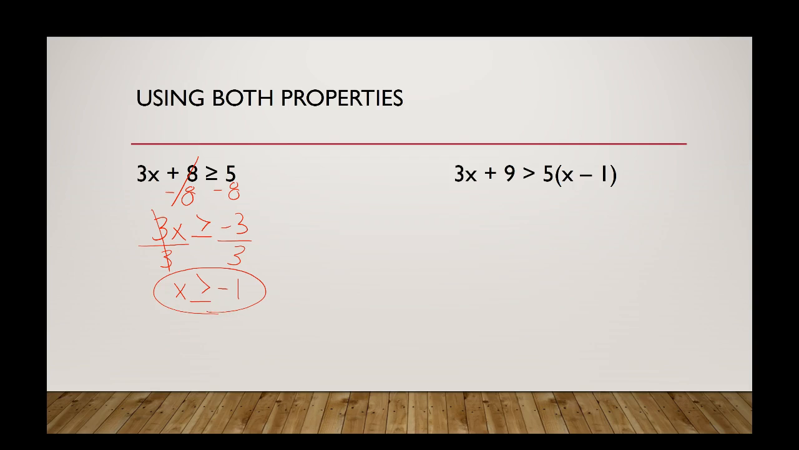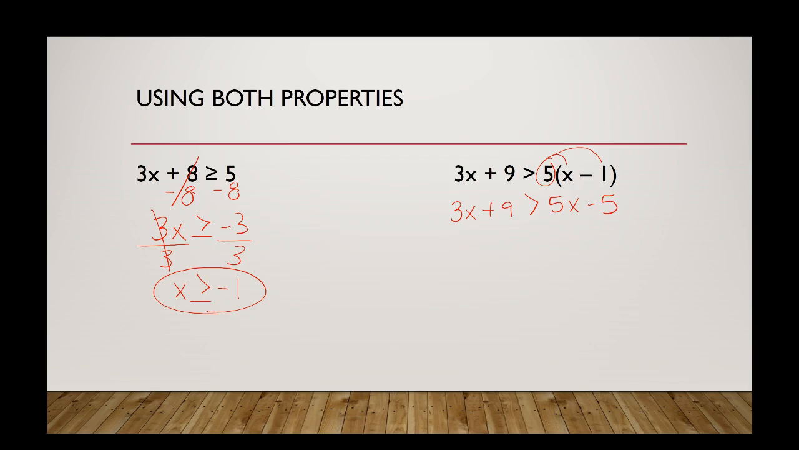So very similar strategies as if you were solving a one-variable equation. We just have an inequality sign instead. Okay, let's look at the next one. So this one's going to take us a couple steps to do. So the first thing we're going to do is let's distribute this out. So I'm going to keep that 3x plus 9 is greater than, and then distribute and get that.